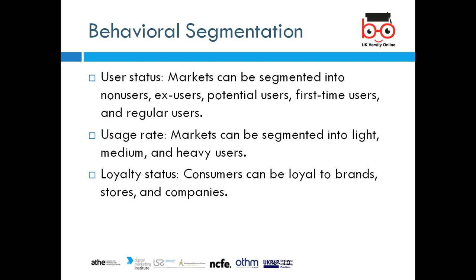Behavior segmentation, user status. The market can be segmented into user, potential user, first-time user, and regular user. We can set the loyalty card and offer them loyalty rewards, and we can segment, because at the end of the day, the marketer's job is to satisfy consumer needs and wants. User rate: if the user is using it more often, we should give them an extra discount. Maybe we can look at light, medium, and heavy users. For medium and heavy users, maybe we can do packaging, or attach some benefit.